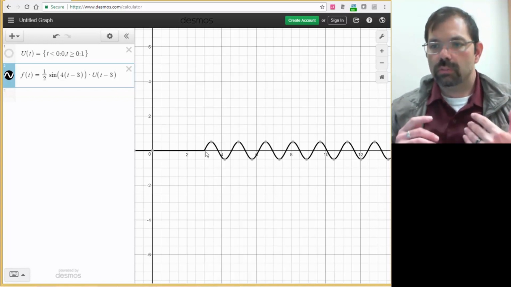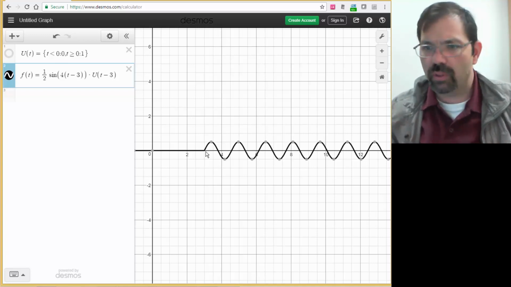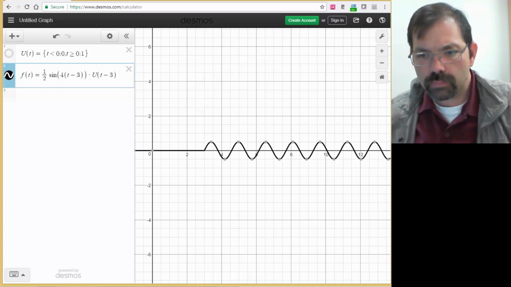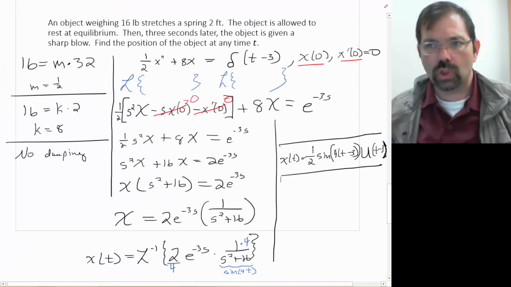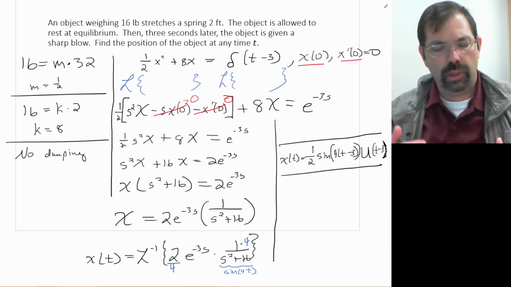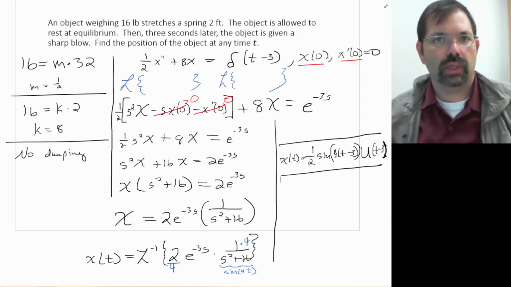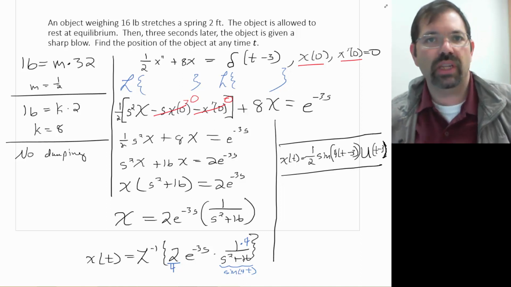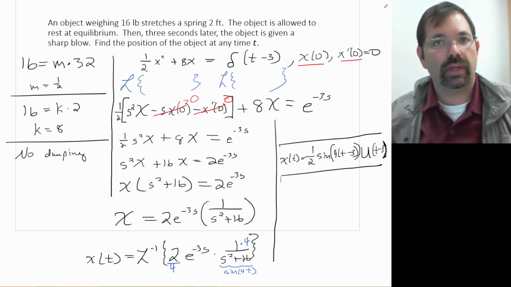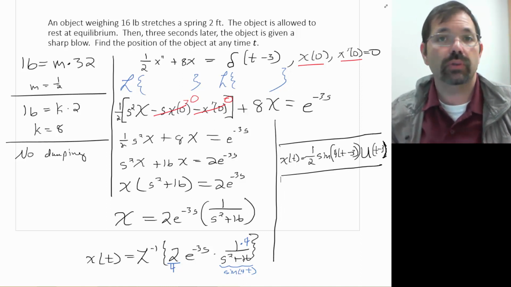All right, so there's how we can model that graphically. If we see a problem like this, where we see the phrase "a sharp blow" or "hit" after however many seconds, let's just assume that we're using the Dirac delta function as our forcing function and build that in.